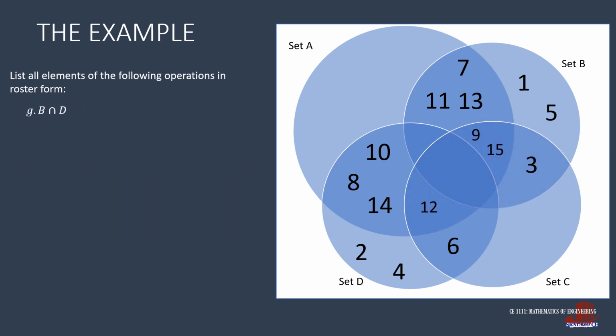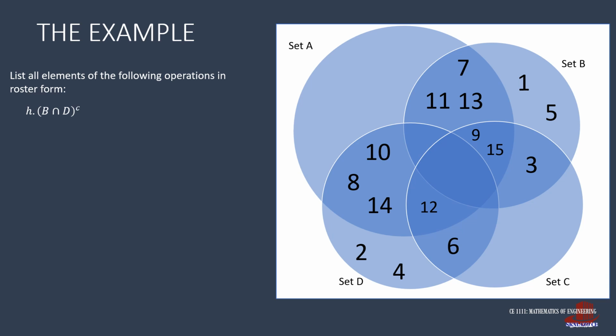For the next requirement, we are to determine the intersection of sets B and D. Set B is the group of odd numbers. Set D is of the even numbers, which can never have any common element. Thus, the intersection of sets B and D gives a null or empty set.